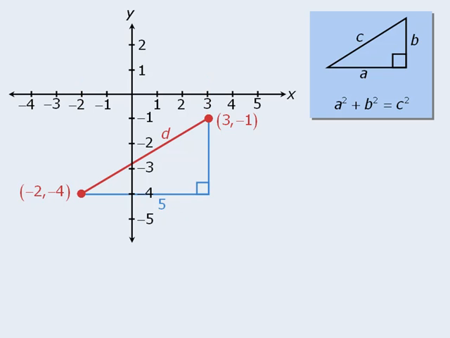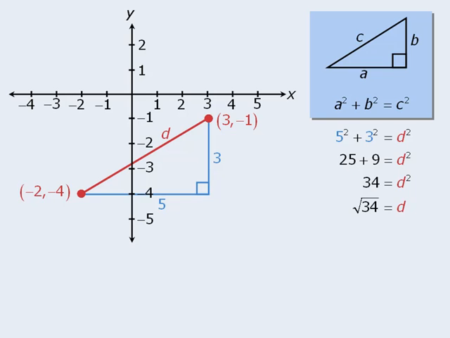Similarly, we can see that this leg must have length 3. At this point, we can apply the Pythagorean theorem to write 5 squared plus 3 squared equals d squared. Then we can simplify 5 squared and 3 squared, and then add them together to get 34. If d squared equals 34, then d must equal the square root of 34. So the distance between the 2 given points is the square root of 34.